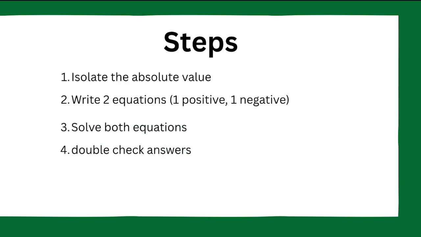Some steps I like to use when solving absolute value equations is first, isolating the absolute value. And then the second step is writing two equations, the positive equation and the negative equation. You'll have one of each. And then you want to solve both equations, and then you could double check your answers if need be. I highly recommend it, and it just shows more credibility in your assignments.